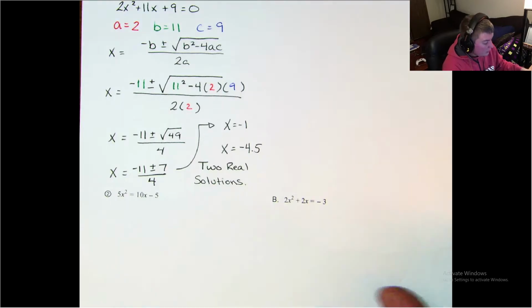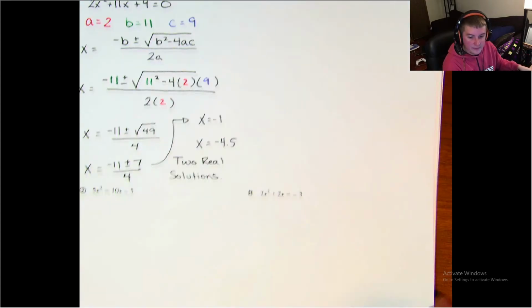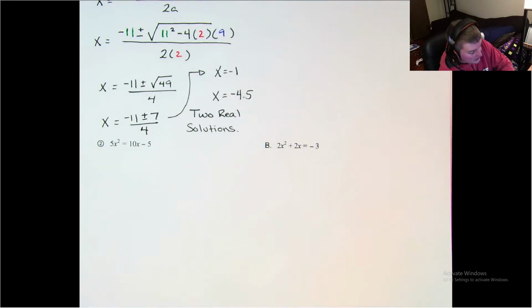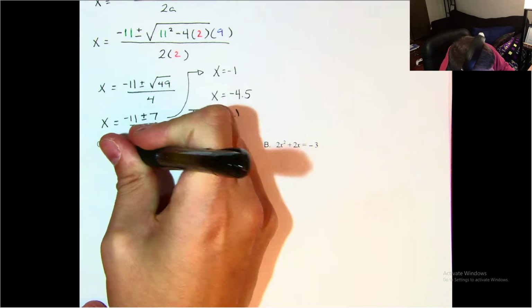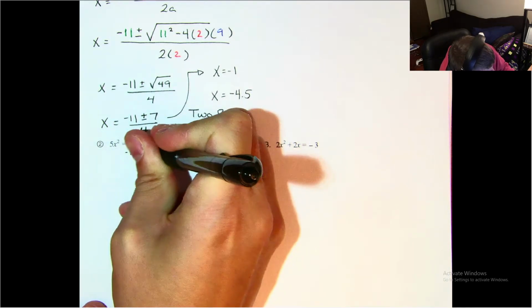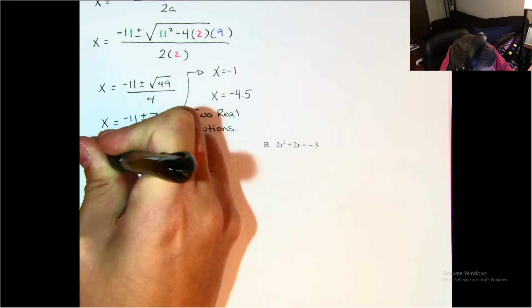Okay, so let's do number 2. Number 2 is very similar. We still need to set it equal to 0. Try to have your a value be positive, so we're going to move it to the left.